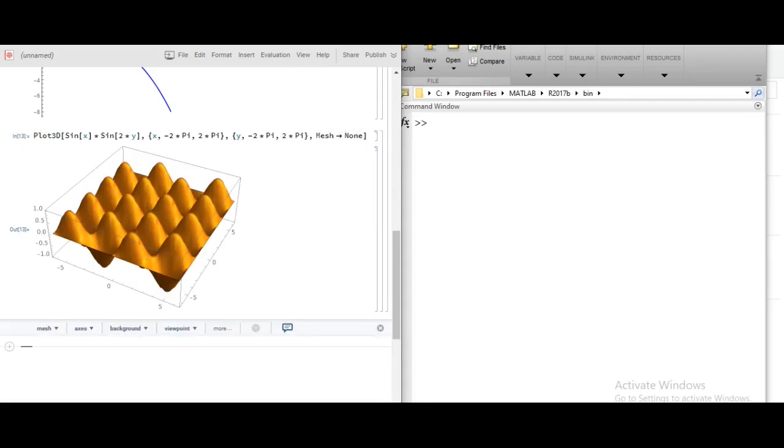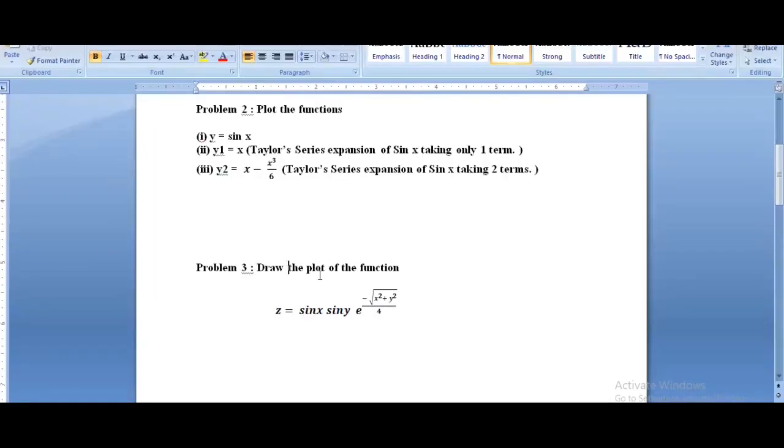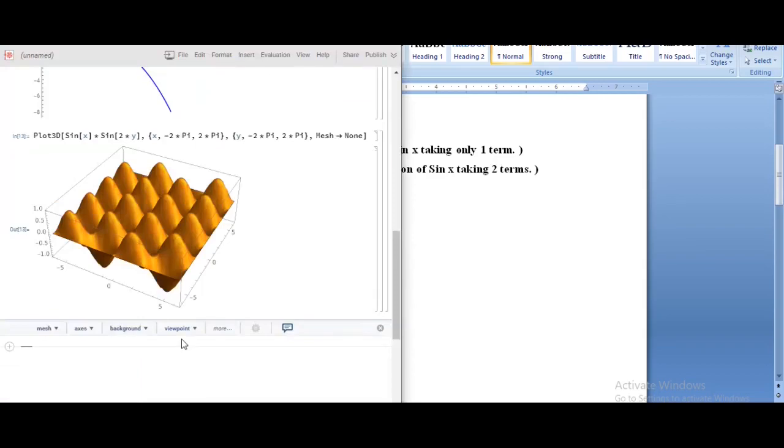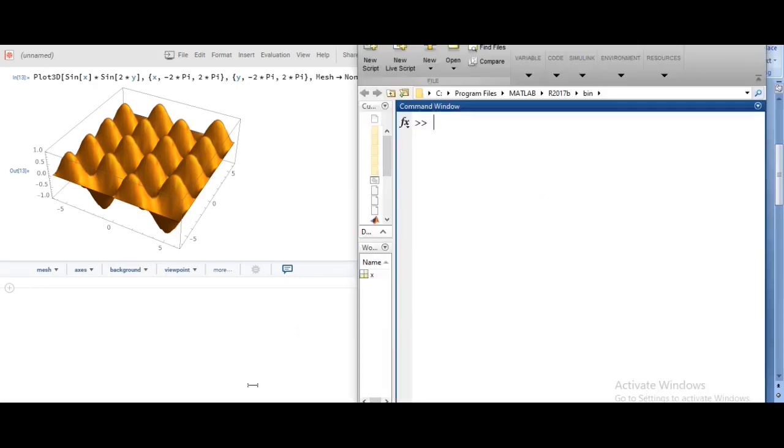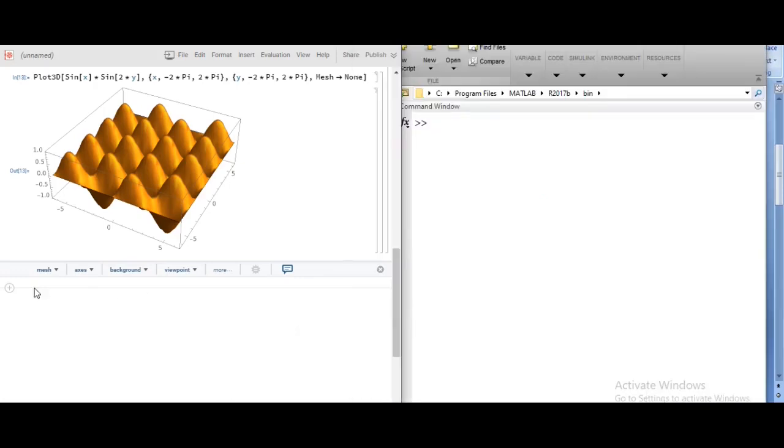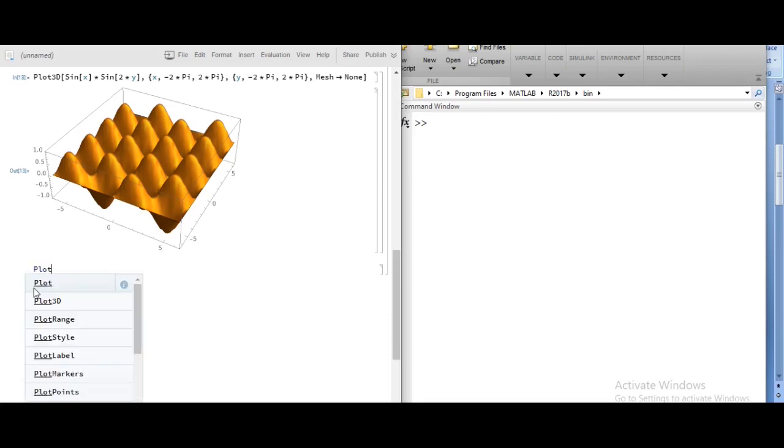So let's take one problem here again, and draw the plot of the function z is equal to sin x into sin y e to the power minus x square plus y square upon 4. This kind of 3D plotting we will do in MATLAB, as well as in Mathematica. So let's do it in Mathematica. Our function, first thing Plot3D, and it has an exponential function, so Exp.